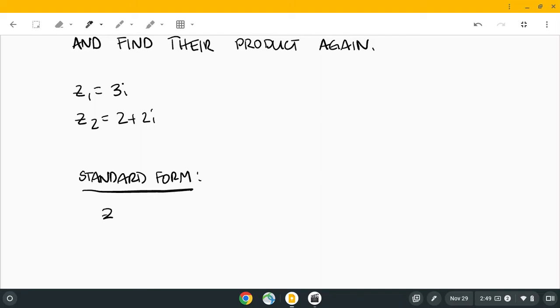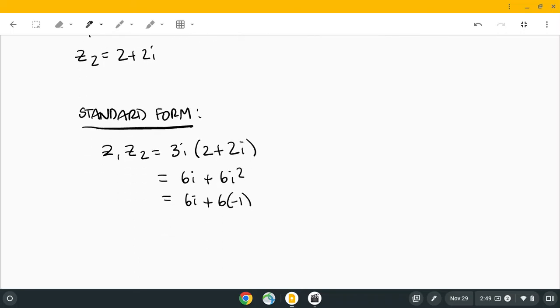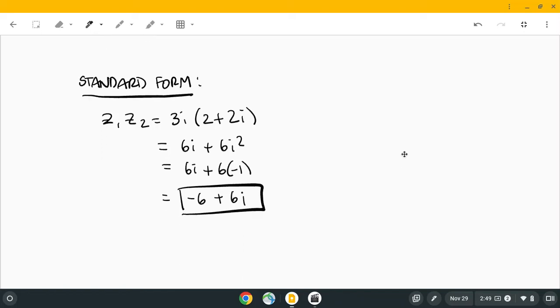So Z1 times Z2 is going to be 3i times 2 plus 2i. And so that will give me 2 times 3, that's 6i, plus 6i squared. 6i squared is going to give me 6 times negative 1, that's just going to be negative 6. So I'll put the negative 6 first, because that's the real part, and then the imaginary part. Okay, so that's doing it in standard form.